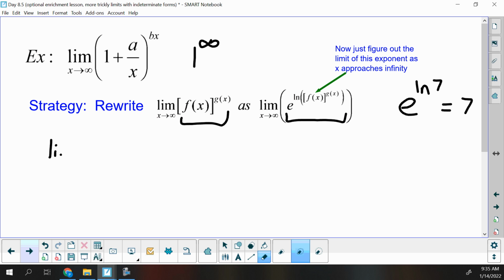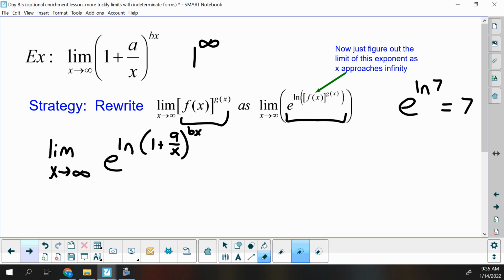So in this case, we're going to do the limit as x approaches infinity, and we're going to do e raised to the natural log of our stuff. The reason we can do that is basically demonstrated over in that e to the natural log of 7 equals 7. The left side was still equaling 7. It just looks a little different. So we haven't actually changed the value of it at all.